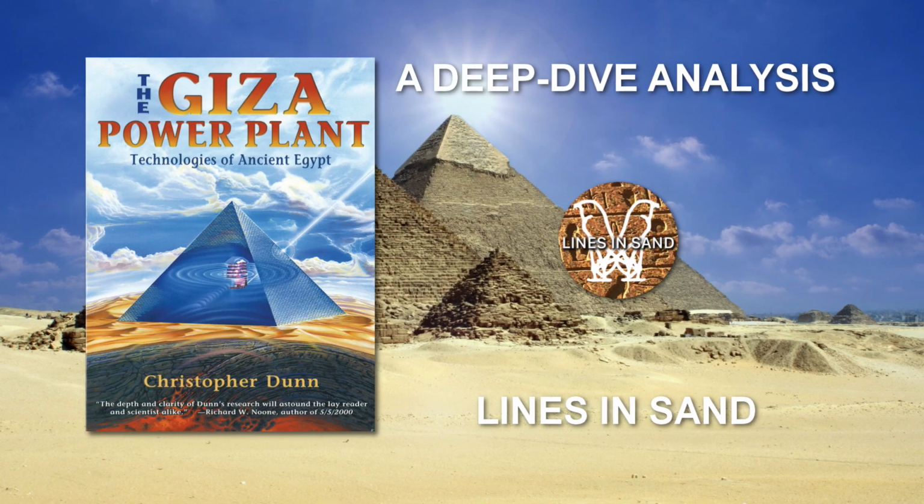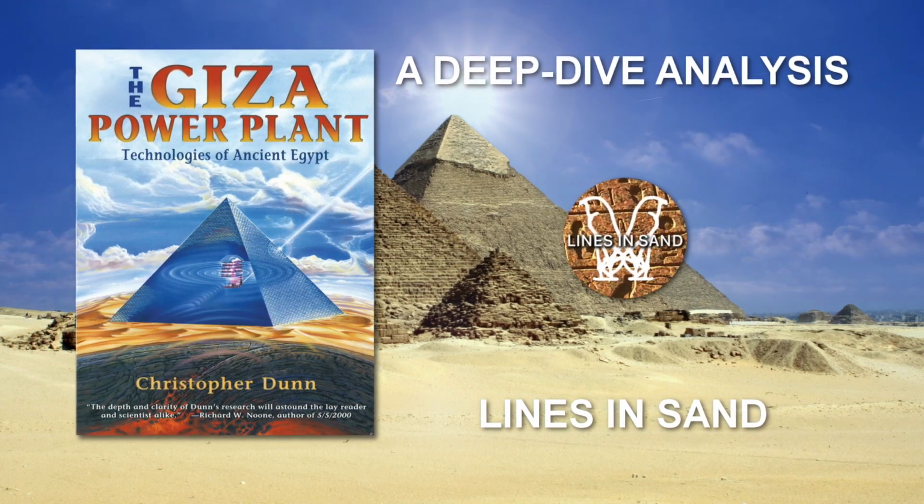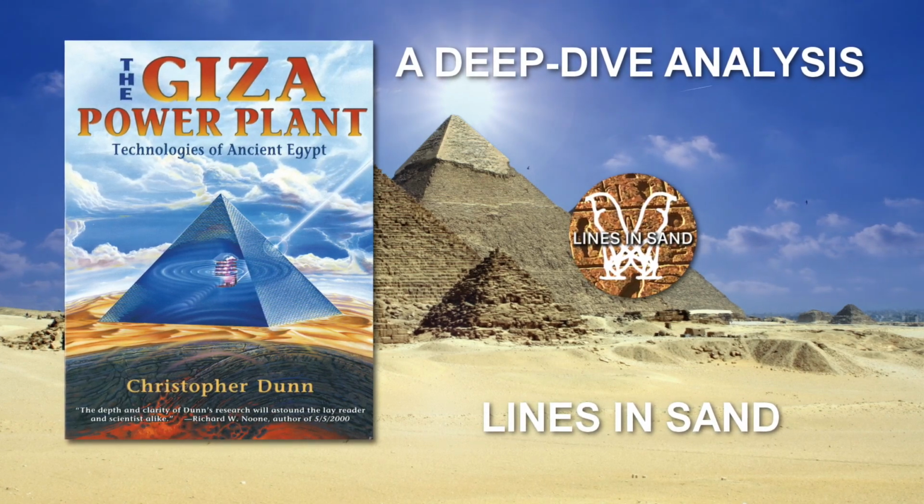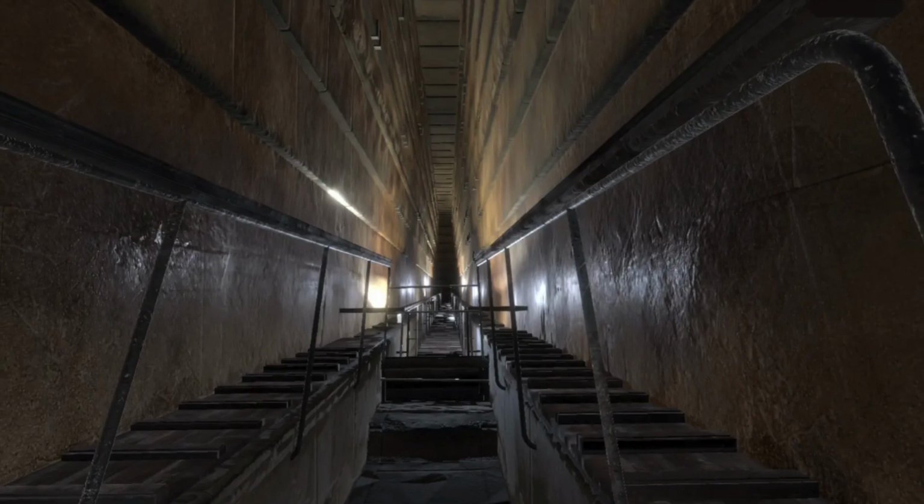How do we feed that raw seismic energy into a workable form and funnel it up to oscillate the King's Chamber granite? Turning to the Grand Gallery, Dunn has us first examine the ceiling, writing, "It has been assumed that the ratchet-style ceiling in the Grand Gallery was so designed to prevent an accumulation of forces bearing down the angle of the gallery and pressing on the lower pieces. Yet other angled passages in the Great Pyramid, such as the ascending and descending passages, have flat ceilings. So I am left to conclude that this feature was indeed specifically designed for an acoustical purpose." Now, this, in my opinion, is a stretch.